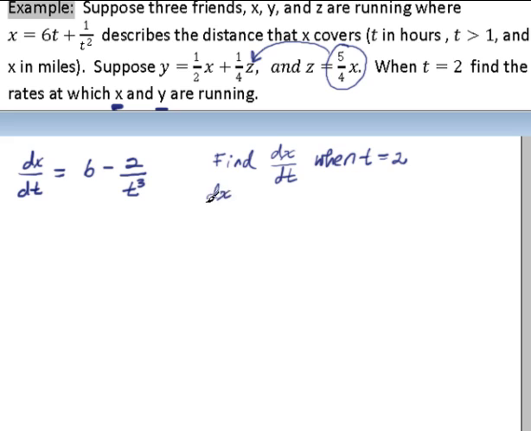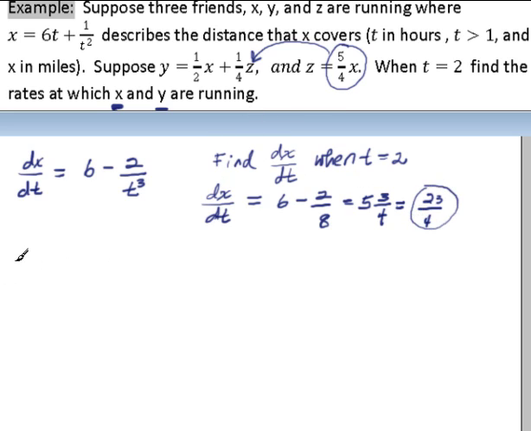So dx/dt is equal to 6 minus 2/8, 6 minus 1/4. That's 5 3/4, that's that rate, or as an improper fraction, that would be 23 over 4. All right, so we have that value. So we have the first part. Now we want to figure out dy/dt.